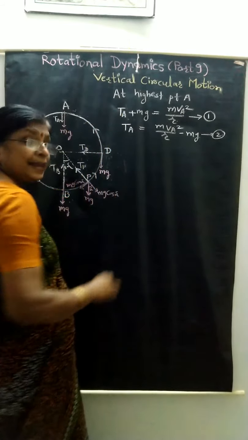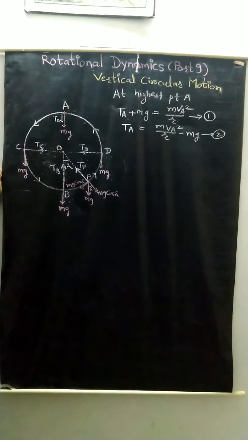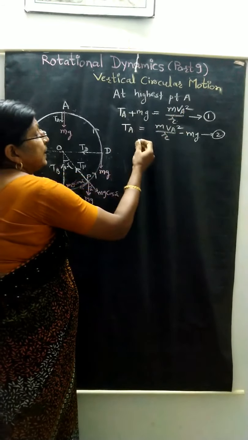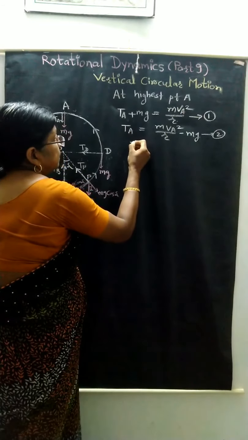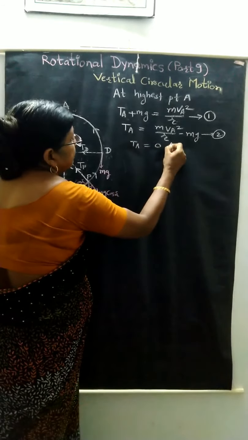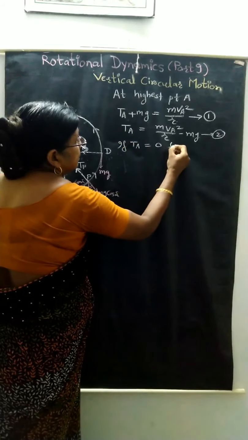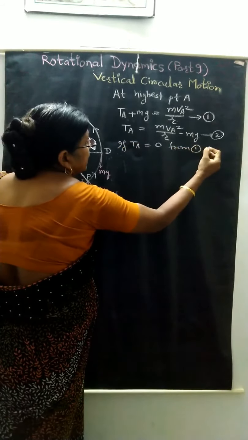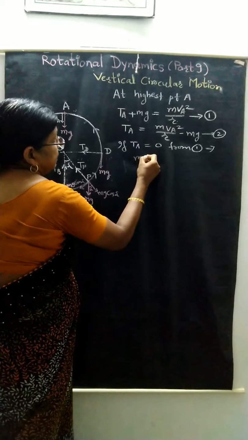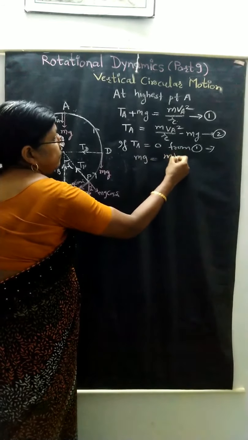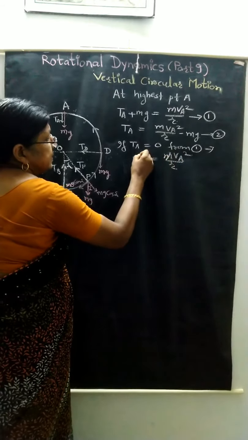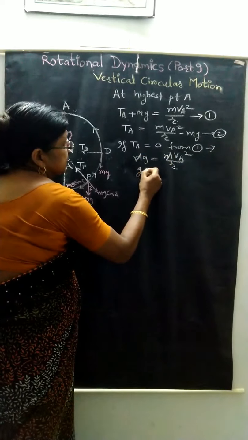So we are going to calculate the value of the speed at point A by keeping Ta is equal to 0. So if Ta is equal to 0, then from equation 1, we get mg is equal to mVa square by r. M will cancel, so gr is equal to Va square.